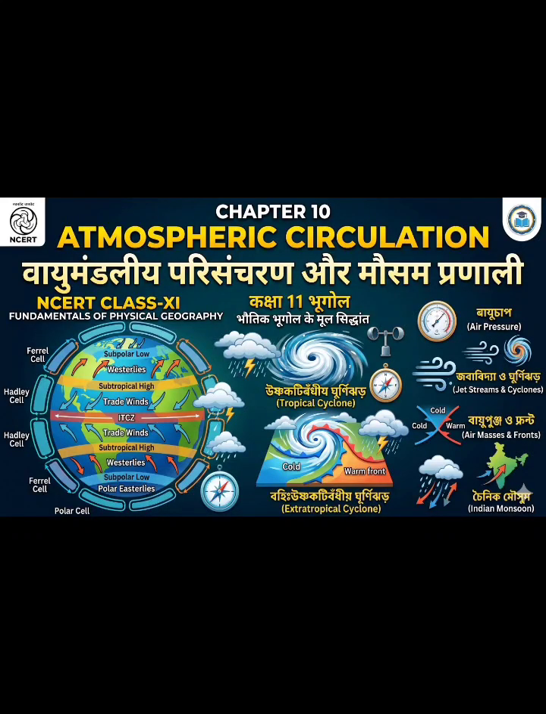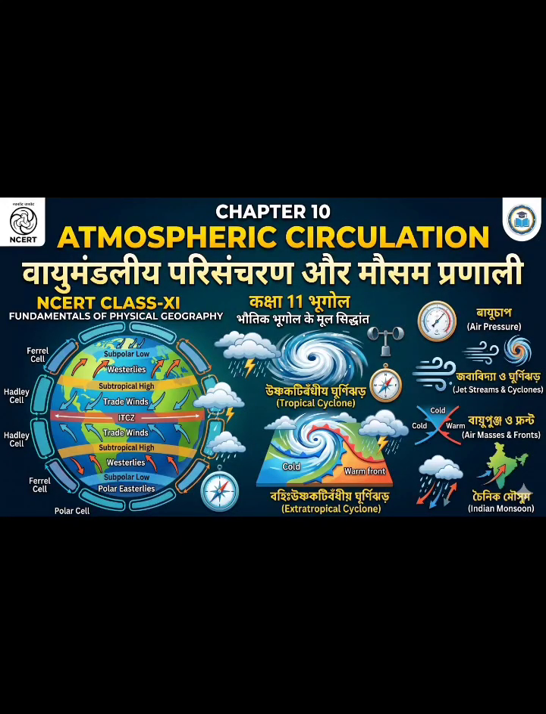Next point is world distribution of sea level pressure. The world distribution of sea level pressure in January and July has been shown in Figures 10.2 and 10.3. Near the equator, sea level pressure is low and the area is known as the equatorial low. Along 30° north and south are found the high pressure areas known as subtropical highs. Further polewards, along 60° north and 60° south, the low pressure belts are termed the subpolar lows. Near the poles, the pressure is high and it is known as the polar high.